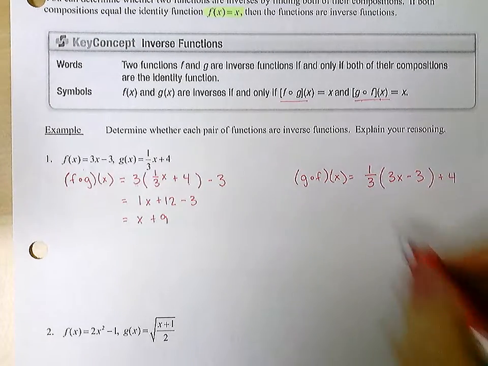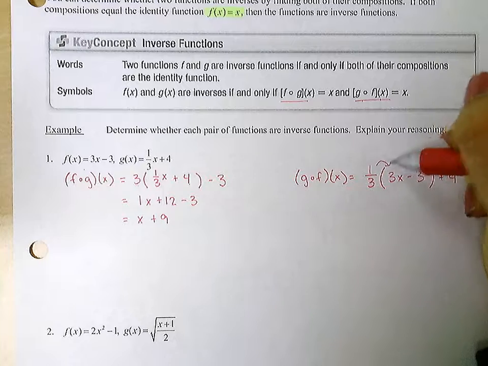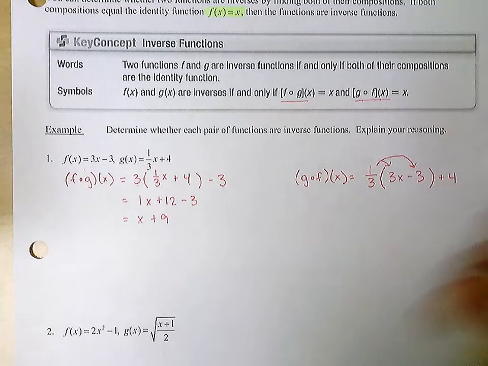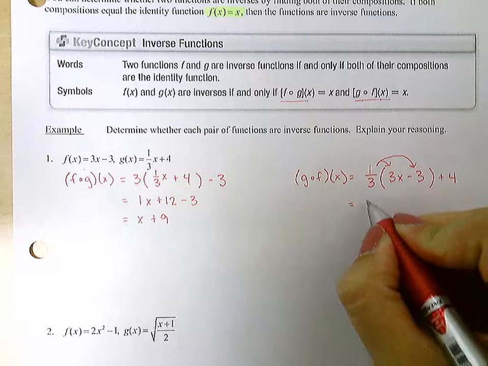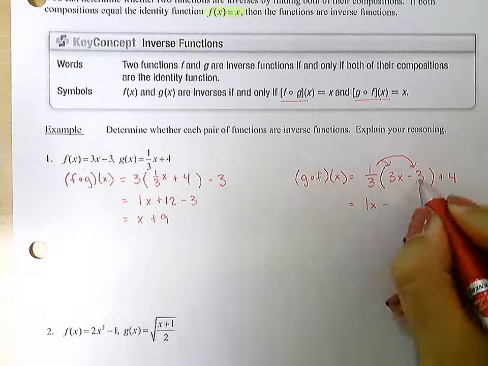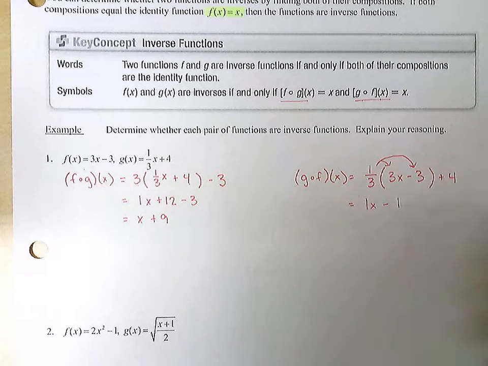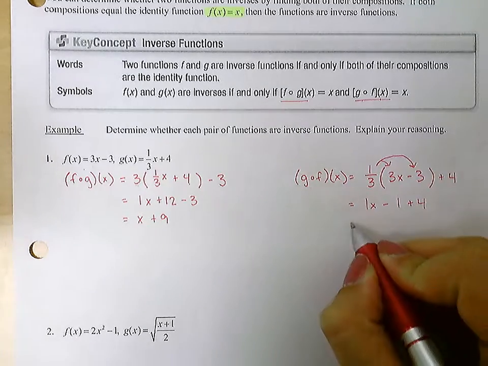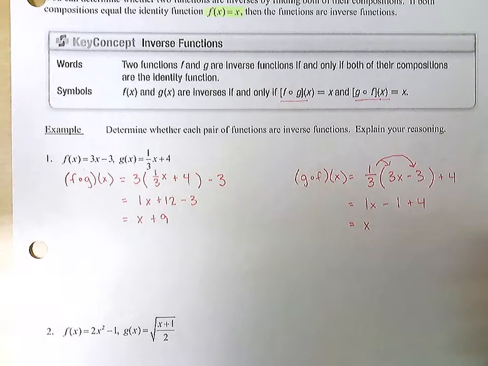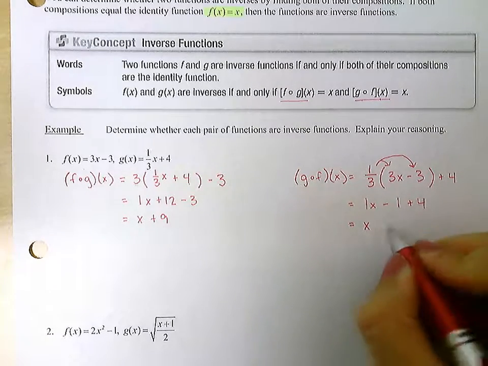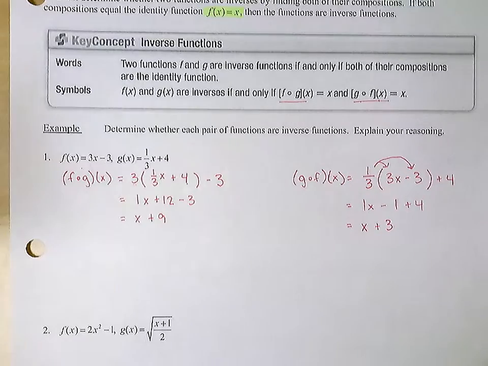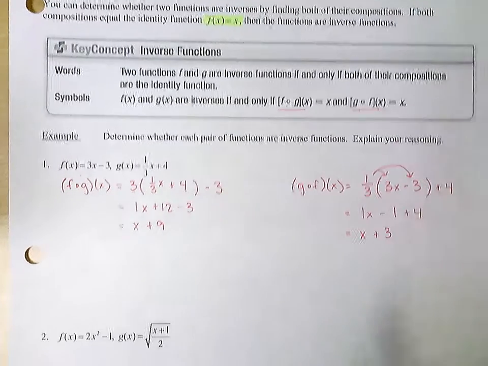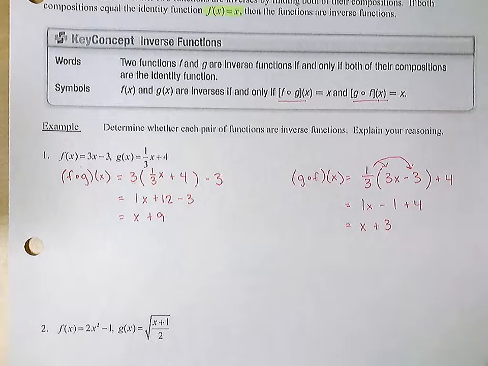From here, I'm going to simplify, so distribute your 1/3 to both terms. 1/3 times 3 is just 1. Same thing here, 1/3 times 3, 1. And then I still have plus 4 on the outside here. So this one will equal x, negative 1 plus 4, so we have x plus 3. Since both of these do not simplify down to just an x value, they are not inverses of each other.